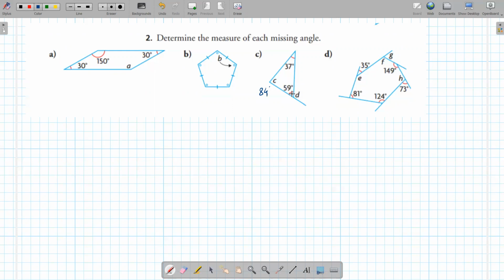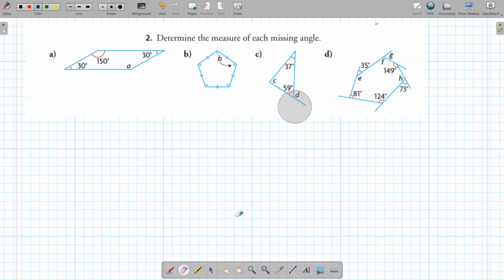Notice it's a straight line. This angle and this angle, they're in a straight line. And what do angles in a straight line add up to? 180. Exactly. So 59 plus D, this angle plus this angle must be 180. Subtract 59 from both sides, yeah? That's 121. And there you go. We are done.